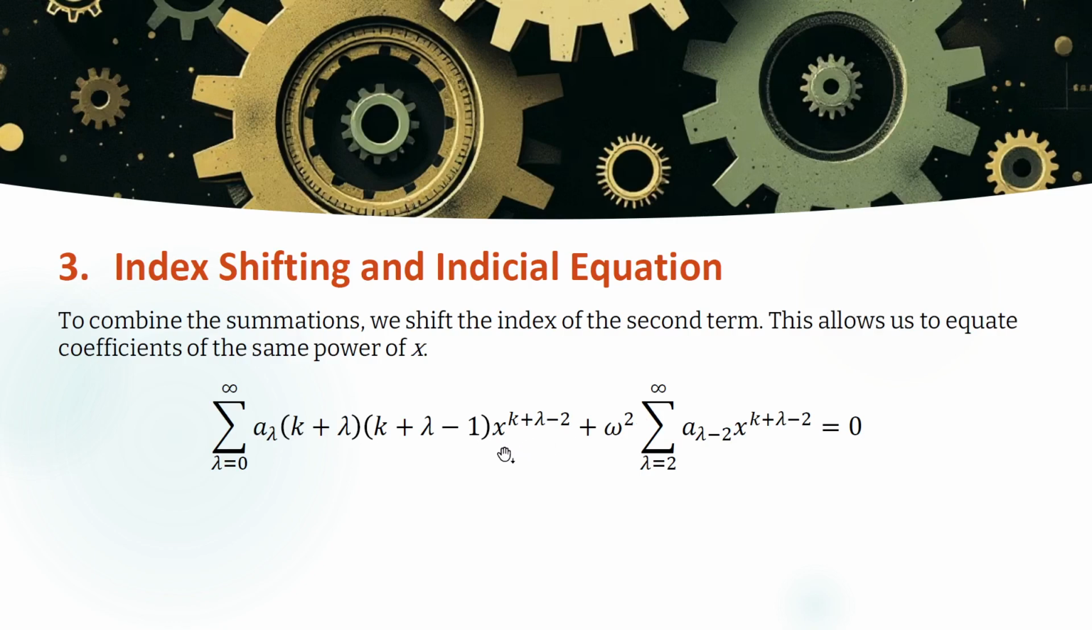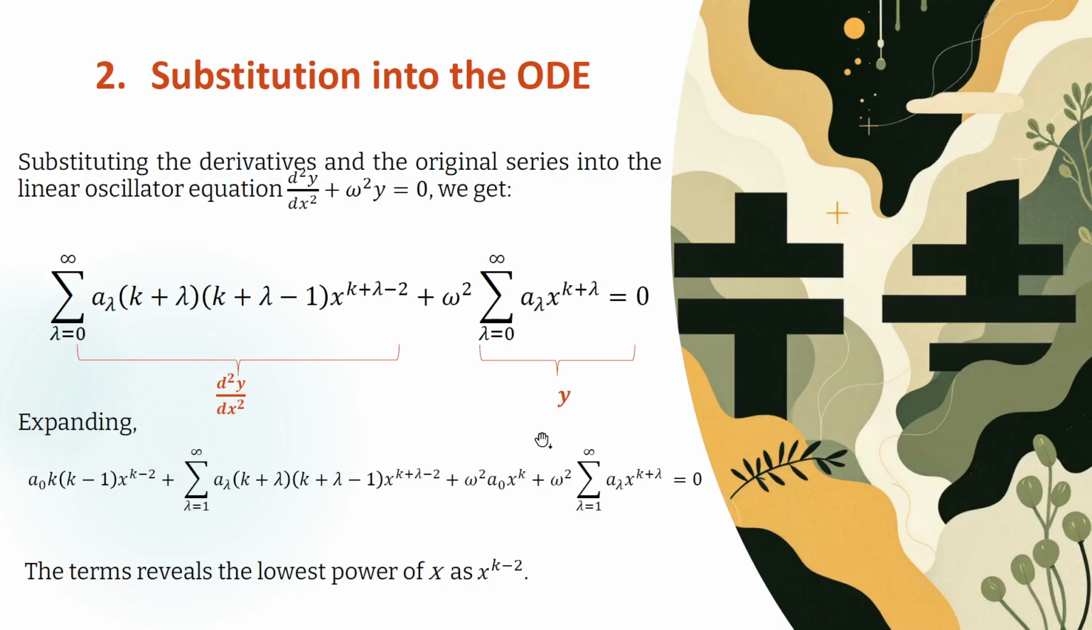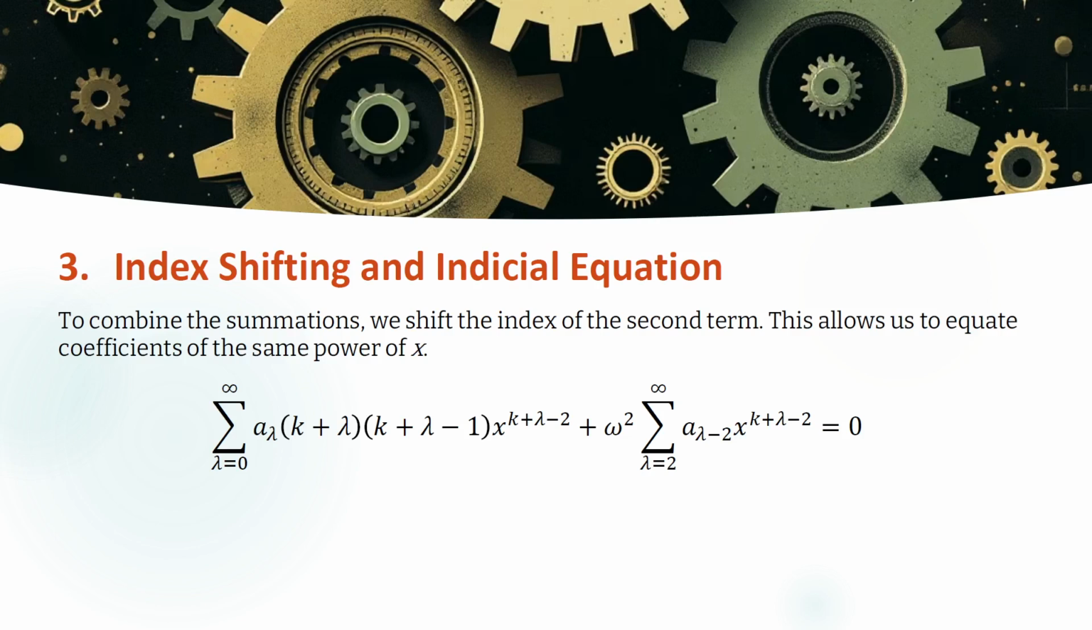We can notice that x now has, for the first and the second term, the same powers. That is, instead of k plus lambda, we have k minus 2 for the first term. Of course, we retain that. And for the second term, instead of x to the k plus lambda, we have k plus lambda minus 2.